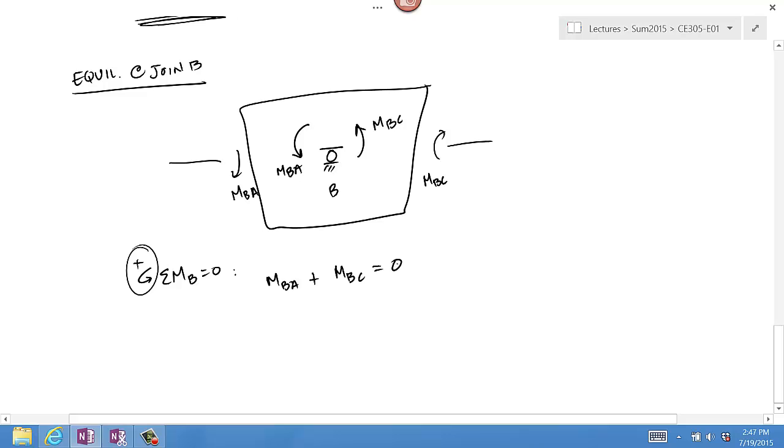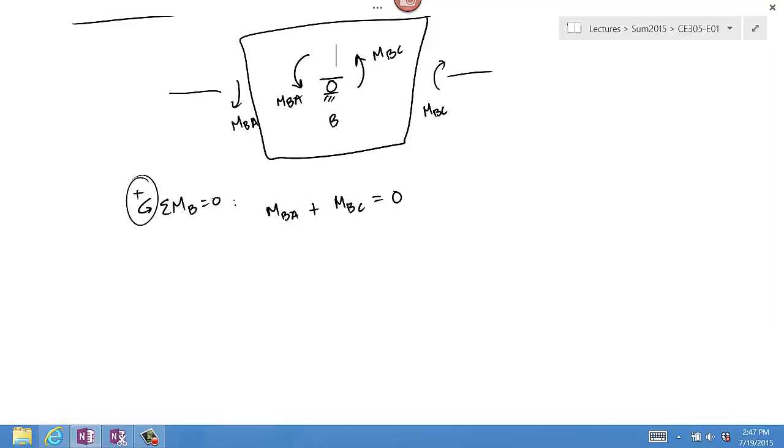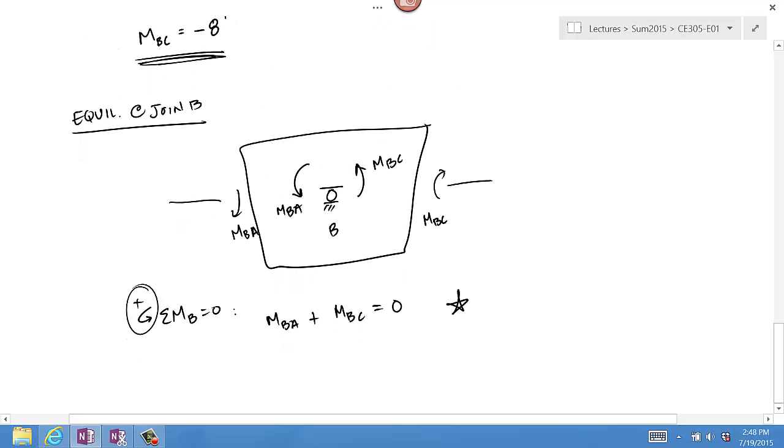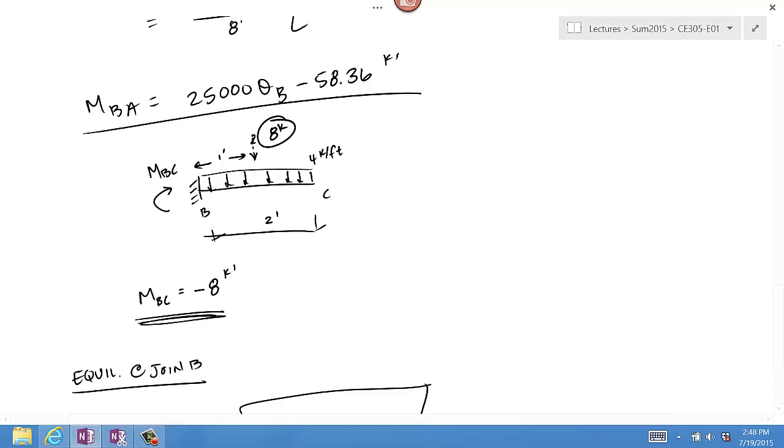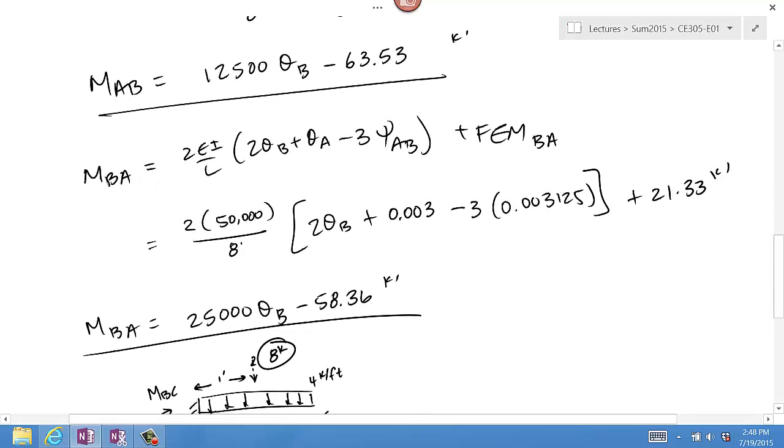And just to remind you, this equation is not always going to give you equal to 0. If you had a moment applied at the joint in the problem statement, then that would show up as an external moment applied on the joint. But the external moment here is 0. There's nothing applied. So this is what I call the star equation, if you remember. And the next step will be to replace MBA and MBC with their corresponding slope deflection equations.